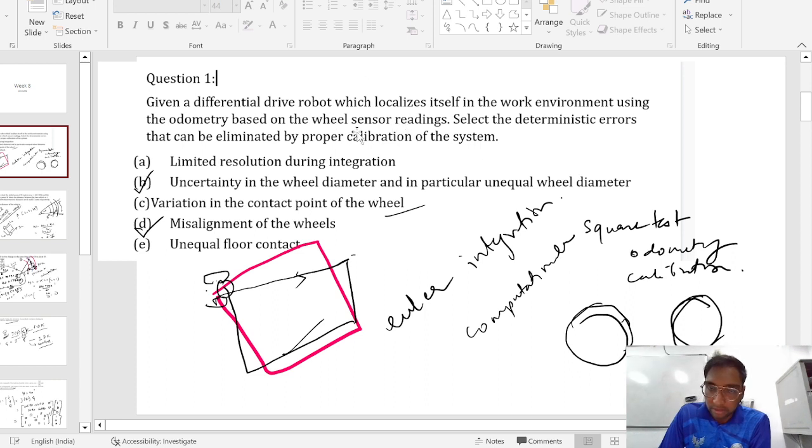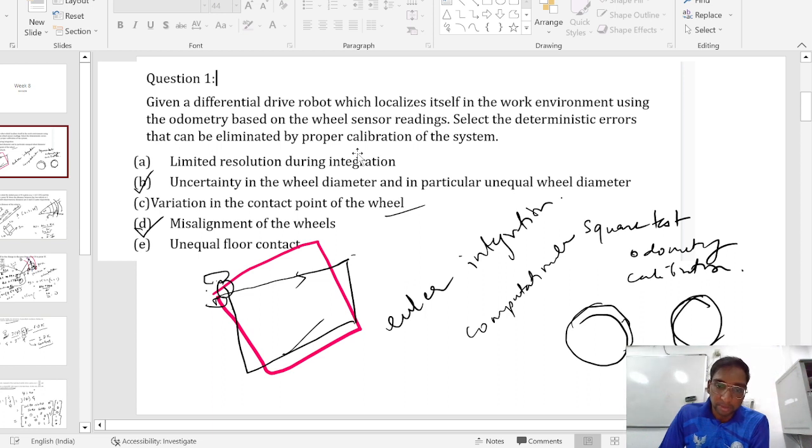There are wheel encoders, which are like a disk with slots, and when the light passes through the slots and is read by the light sensor, you understand that one slot has moved. The entire disk has, let's say, 10 slots. When 10 slots move, we say that there is one rotation of the disk. Now, select the deterministic errors that can be eliminated by proper calibration of the system.